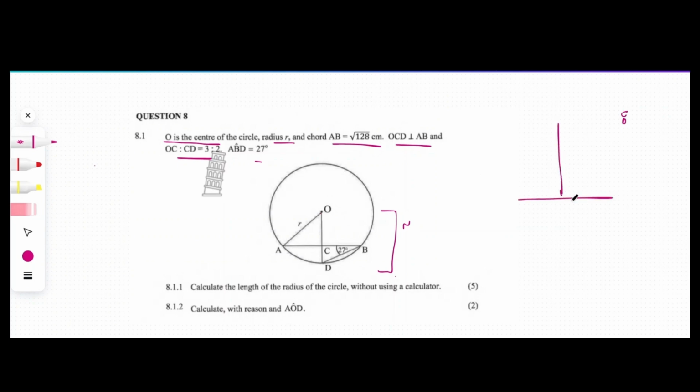When a line is perpendicular to another line, it bisects that line into two equal parts. OCD is perpendicular to AB, meaning that the point of intersection, which is C, the point of bisection, is going to equal 90 degrees. And it also bisects that chord AB into two equal parts, okay? So now we're taking it off step by step.